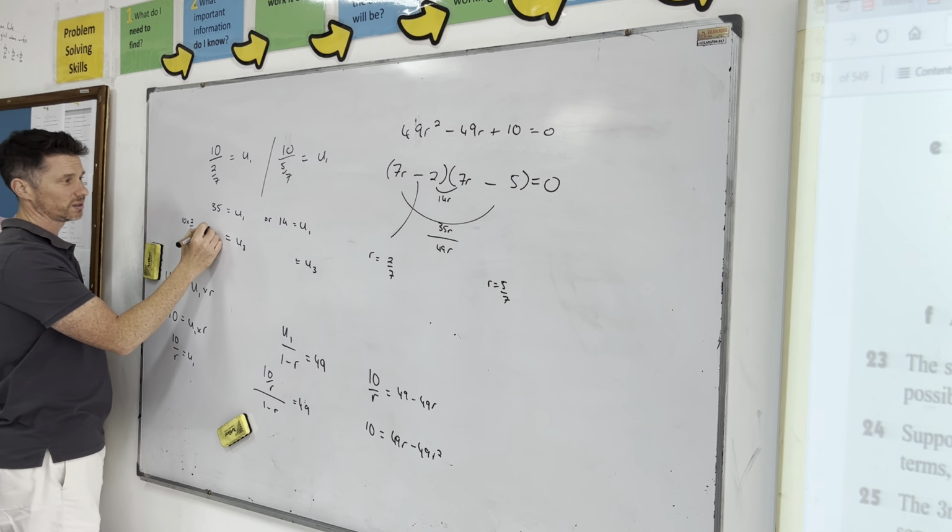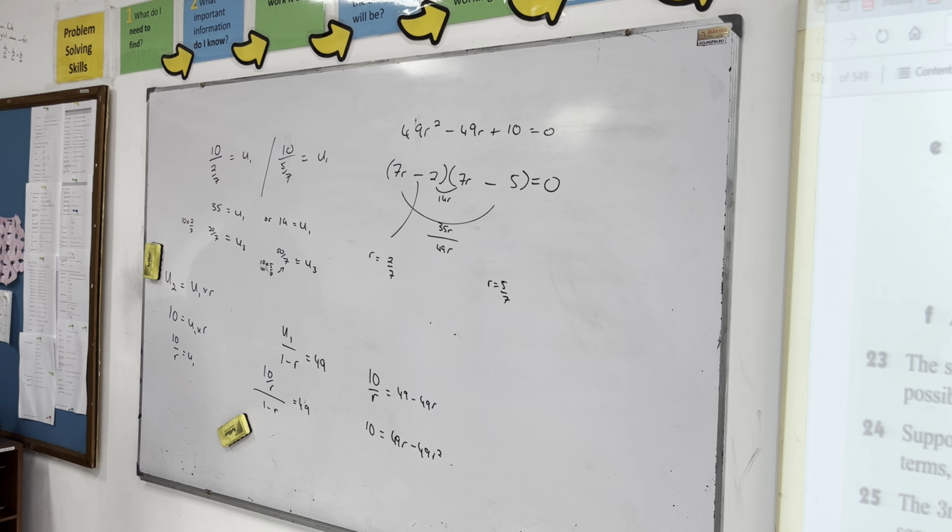How did I get those? I did 10 by 2 over 7 and 10 by 5 over 7 to get this. So the next term would be multiplying by the ratio, and going backwards is dividing by the ratio. Yeah, tricky one that. Anything else?